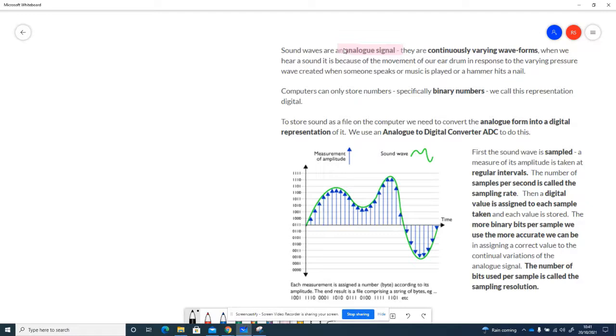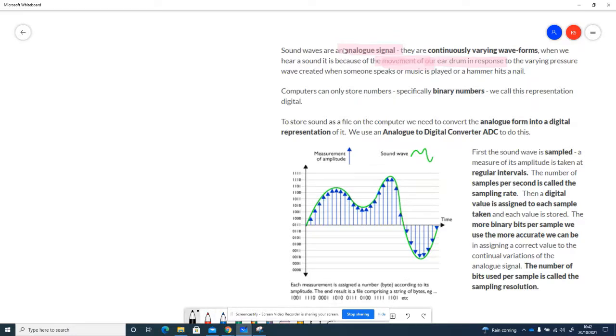So when we hear a sound, it's because our eardrum is moving in response to the sound wave that we hear. So there's a varying pressure wave that's created when someone speaks, or when you hear music, or a hammer hitting on a nail or something like that. Any kind of sound is a continuously varying analog wave. So analog signals continuously vary.